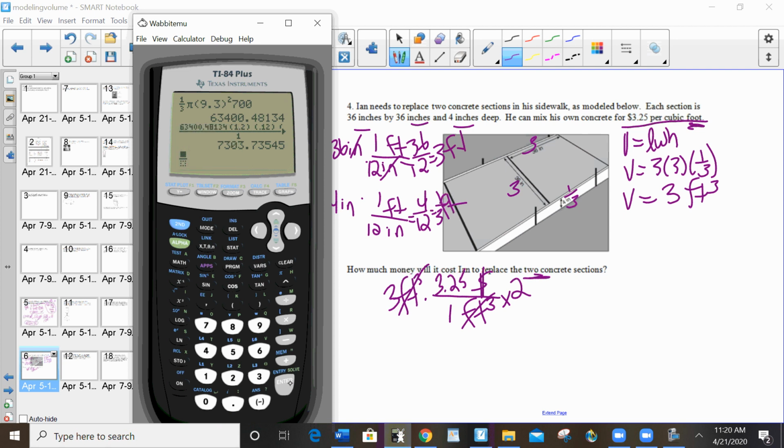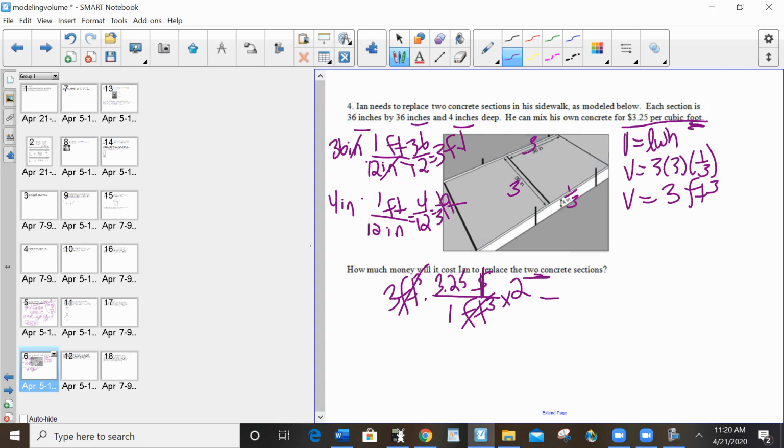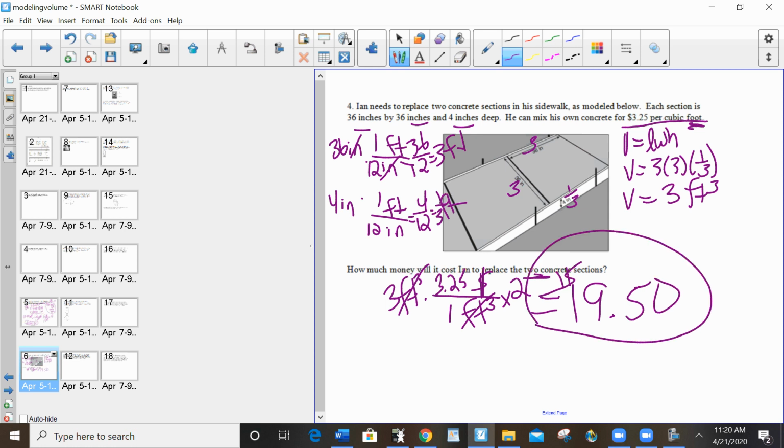Alpha y equals enter. 3 times 3.25 times 2. There's nothing on the bottom here, so I just put 1. And I get 19.5. Now with money, 2 decimal places: 19.50. Whenever you're dealing with money, there's always 2 decimal places, so if you get 1 decimal place, you have to add a 0. And that's it.